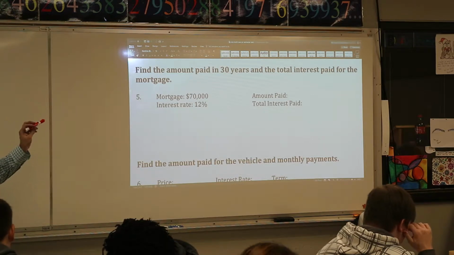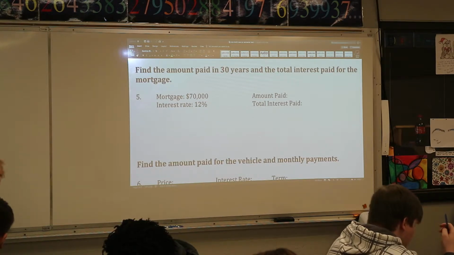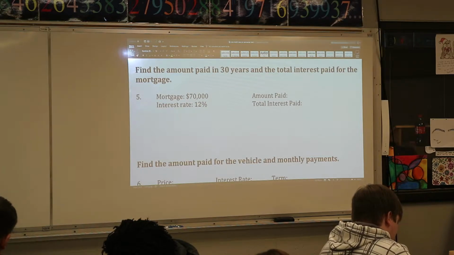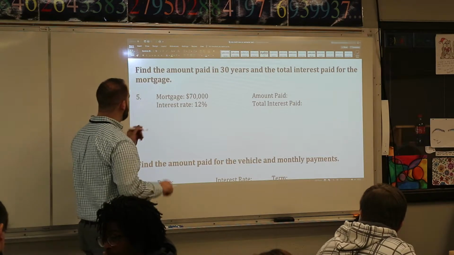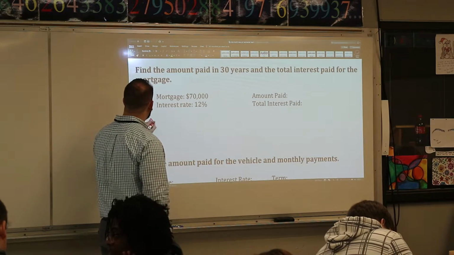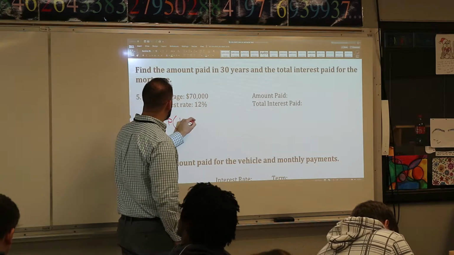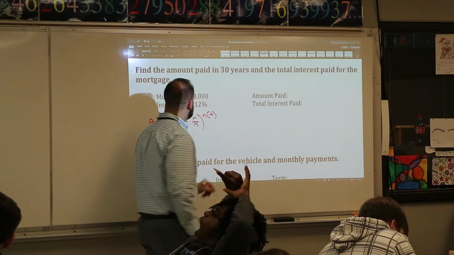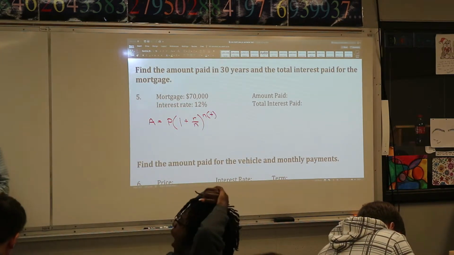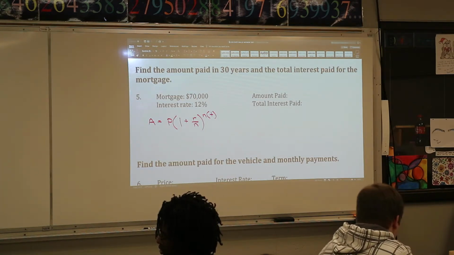Number 5. Okay, so number 5, we have a mortgage, we have an interest, we have amount paid, total interest paid. This problem is kind of difficult. You'll need a formula for this one for test day. So here's the formula I'd like you to have. The amount that you're going to pay for your mortgage: A = P(1 + R/N)^(NT). This is the formula I'd like you to write down. I know this is really crazy. It will be on the board on test day, but you need to know what these parts are.